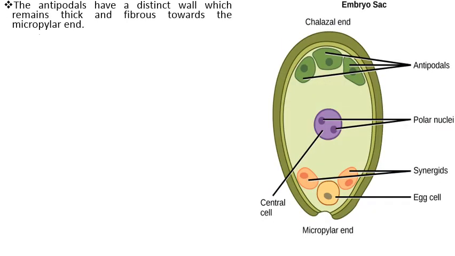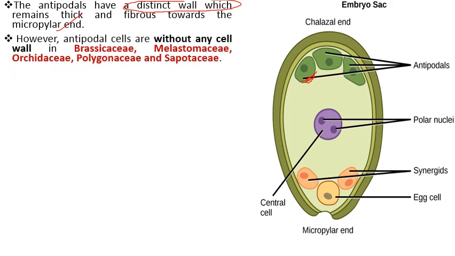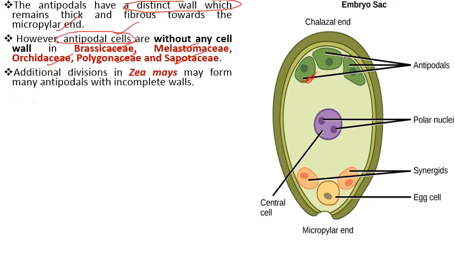Next, the antipodals have a distinct wall which remains thick and fibrous towards the micropylar end. The wall at the position towards the micropylar end is distinct, that is thick and fibrous. However, antipodal cells are without any cell wall in Brassicaceae, Melastomaceae, Orchidaceae, Polygonaceae and Sapotaceae. So these are some families in which the antipodal cells have no wall present.